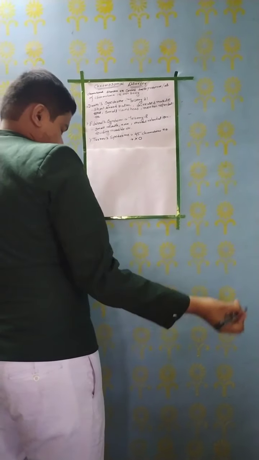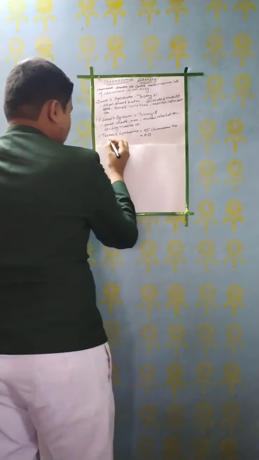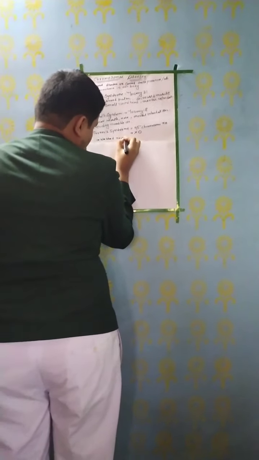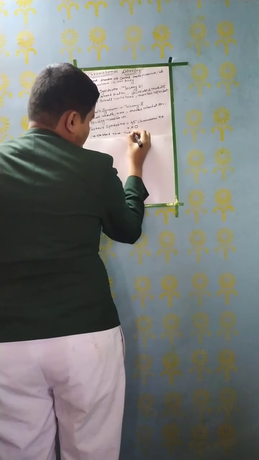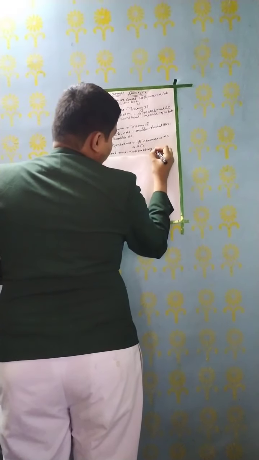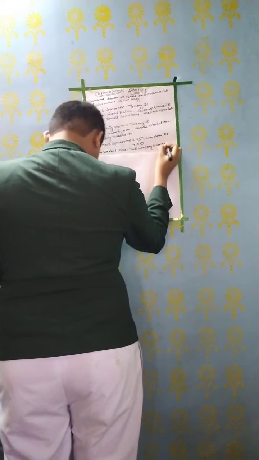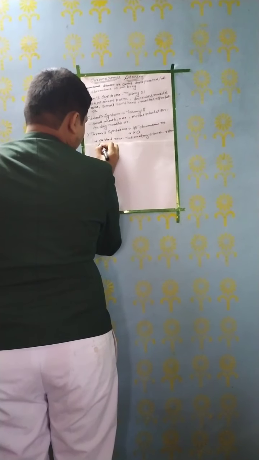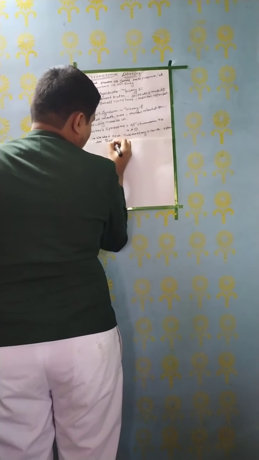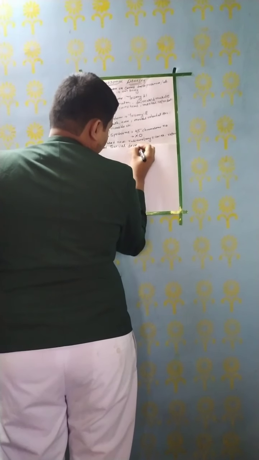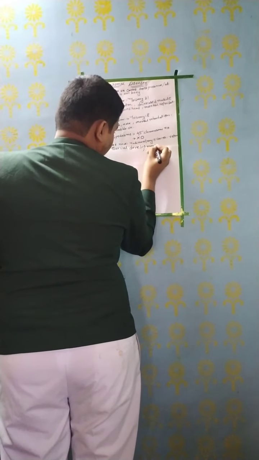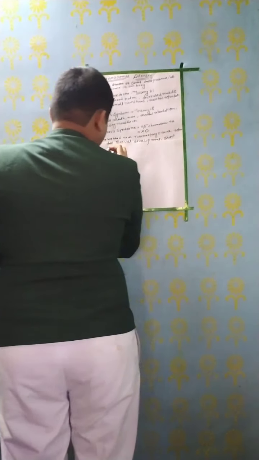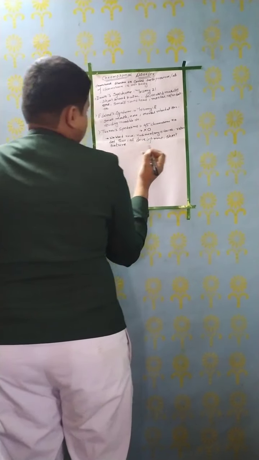Now the effects or symptoms of this syndrome are female with webbed neck, rudimentary ovaries, retarded sexual development, then short stature, etc.